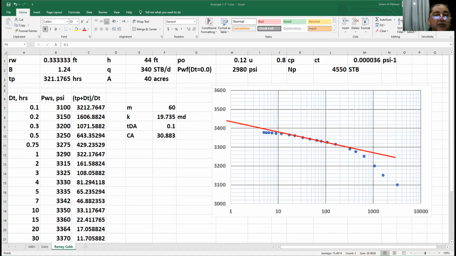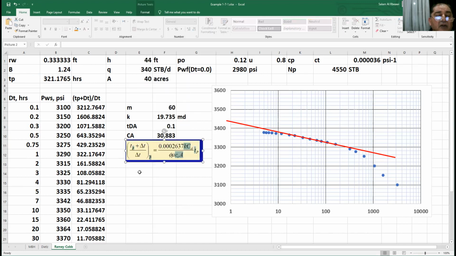So since we know that, we're going to calculate the time rate given by Ramey-Cobb. This is the time rate. See, I'm going to bring this one in front of you so you can see that. See, guys, this is the model. So what we need to calculate is tp plus dt divided by dt, all at average reservoir pressure.